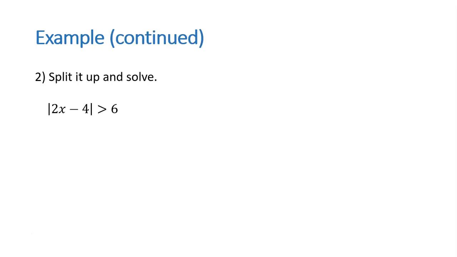So we're saying whatever 2x minus 4 is, it's a distance of more than 6 units away from 0. So either it's less than negative 6, in other words, more negative than negative 6, or it's greater than positive 6, more positive than positive 6. So now we solve each of these inequalities.